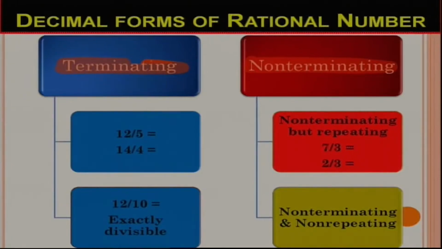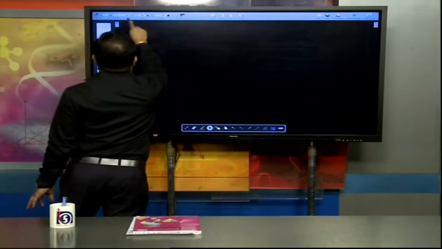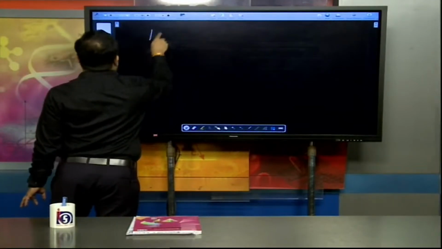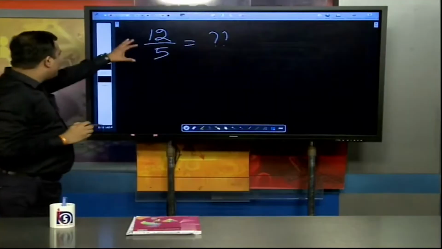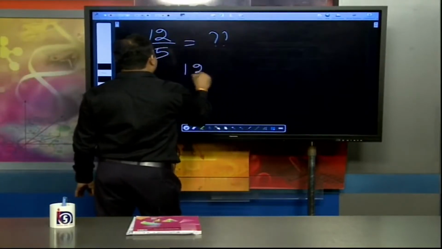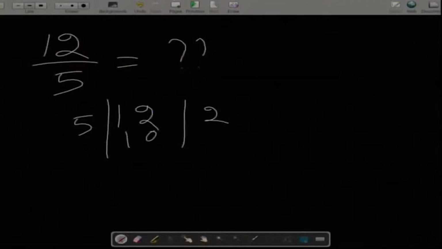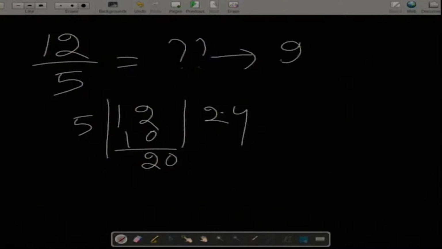12 by 5. What will be its value? You just tell me what will be the value. 12 by 5, that means 12 divided by 5. 5 into 2, that is 10. Again you will get 2, 0, I can say 2.4. So 12 by 5 I can write, which is equal to 2.4.